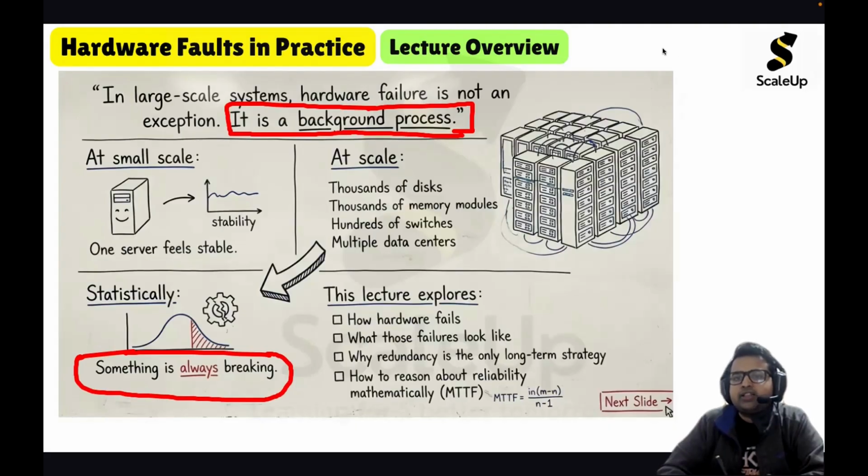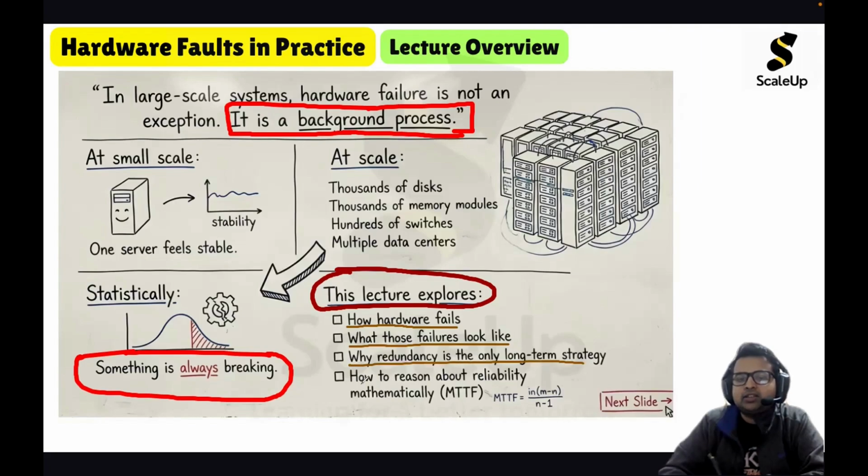And that is what this lecture is about. This lecture explores how hardware fails, what those failures look like, why redundancy is the only long-term strategy to handle hardware failures, and how to reason about reliability mathematically. If we want to deal with reliability mathematically, then we have something called MTTF, and what it is, we will discuss in detail in this lecture itself.